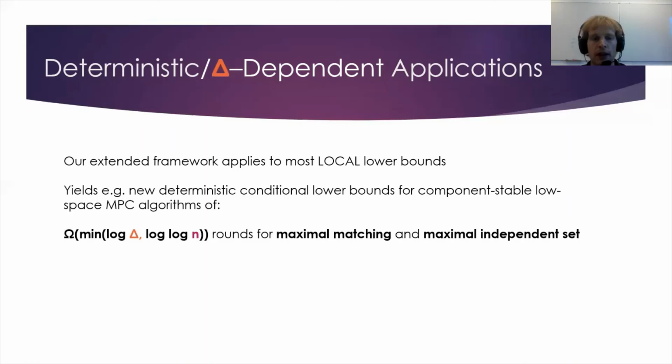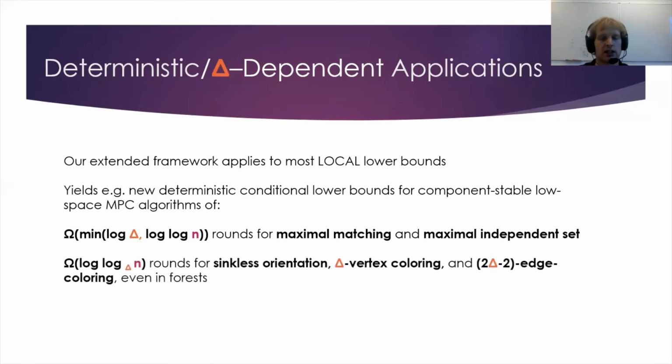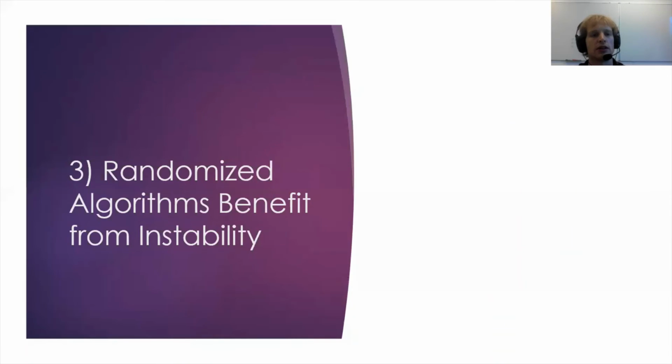In the LOCAL model. And also we can get lower bounds for problems related to the Lovász Local Lemma and degree splitting, such as sinkless orientation, delta vertex coloring, 2 delta minus 2 edge coloring, and those apply even in forests. Okay, so on to the third and fourth points, which are showing that component stability isn't just a technical triviality and actually significantly restricts the power of the low space MPC model.